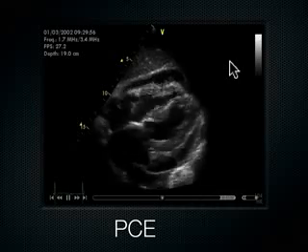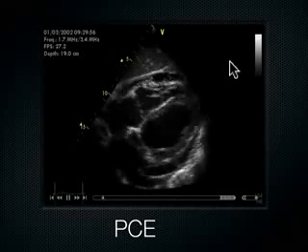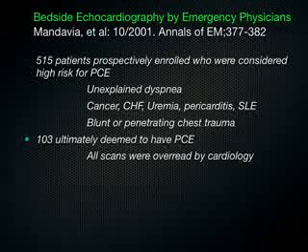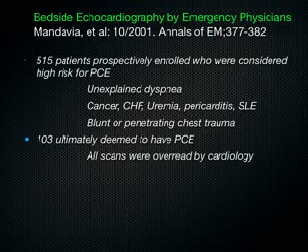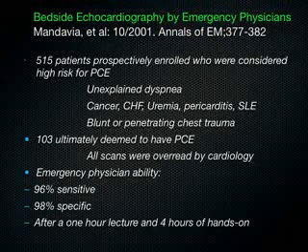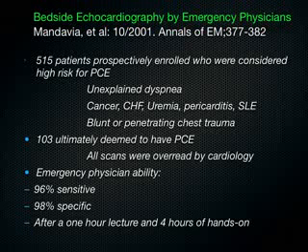Why do I say that? Well, there's loculations in there, and that makes me wonder how long that thing has been there. As I mentioned, if you take 500 patients who are considered high risk for a pericardial effusion, it turns out that 103 of them will ultimately have a pericardial effusion, and emergency physicians were able to do this with pretty good accuracy, 96%, 98% sensitivity and specificity. And that was after a quick lecture and some hands-on.